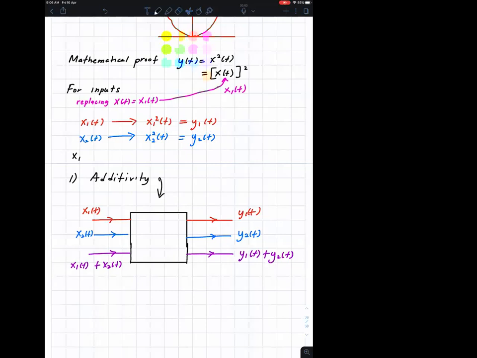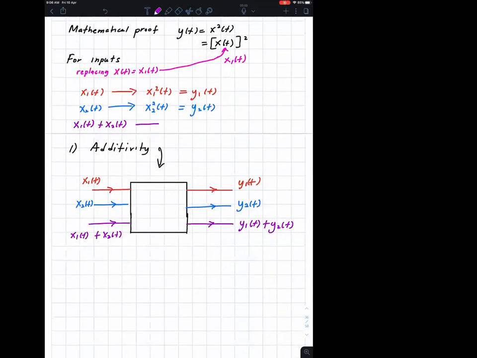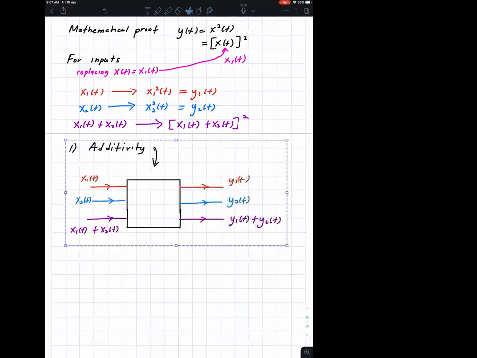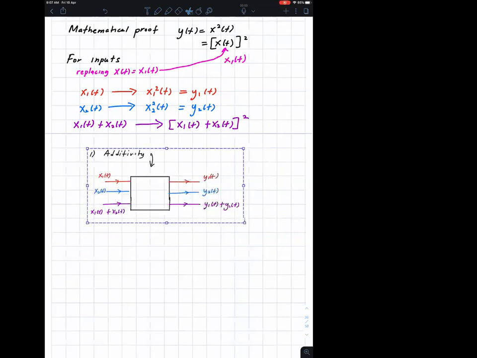The third one, x1t plus x2t, plug into the system. Square it. What do you get? y1t plus y2t, sir. Okay, I'm just going to put this in slightly smaller. This is just for reference only. Let me put it here so that you know what we are doing.